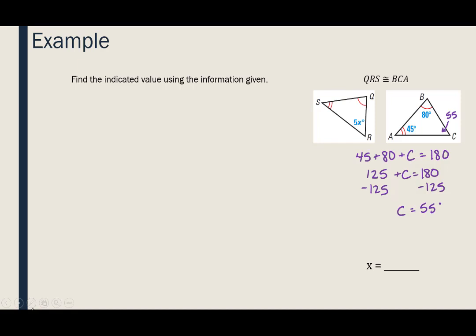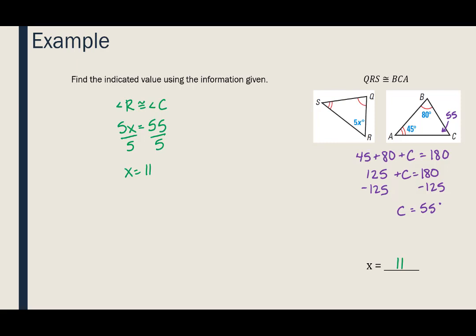Now I can solve for x. I see x here is in the angle R. So I see that the angle R is the second position on my first triangle. The second position on my second triangle is C. So R must be congruent to C. Angle R is congruent to angle C. Let's substitute in their values. 5x equals 55. Well, now this looks pretty simple to solve for x. Just divide by 5. We see that x equals 11 degrees. Let's write that down.